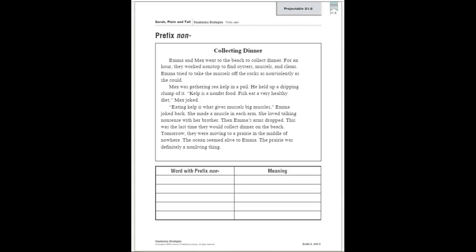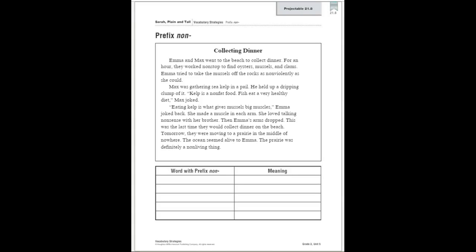Kelp is a non-fat food. Fish eat a very healthy diet, Max joked. Eating kelp is what gives mussels big muscles, Emma joked back. She made a muscle in each arm. She loved talking nonsense with her brother. Then Emma's arms dropped. This was the last time they would collect dinner on the beach. Tomorrow, they were moving to a prairie in the middle of nowhere. The ocean seemed alive to Emma. The prairie was definitely a non-living thing.